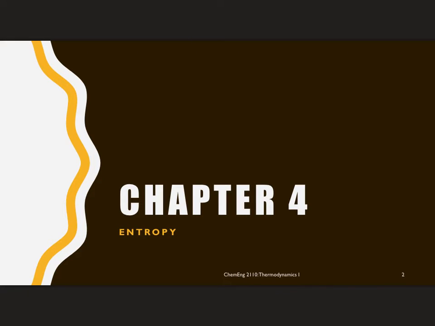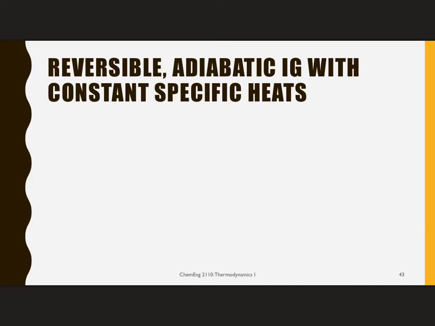We are continuing our study of Chapter 4 on entropy, and we are going to be using our definitions that we have developed in this chapter to define a polytropic process. So let's begin by generalizing the example we had last video, which was a reversible adiabatic ideal gas system that had constant specific heats.